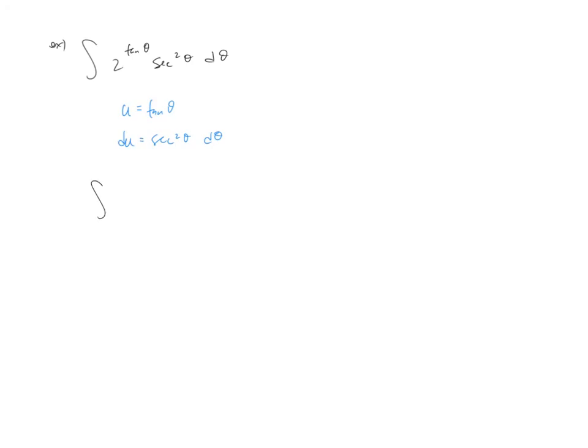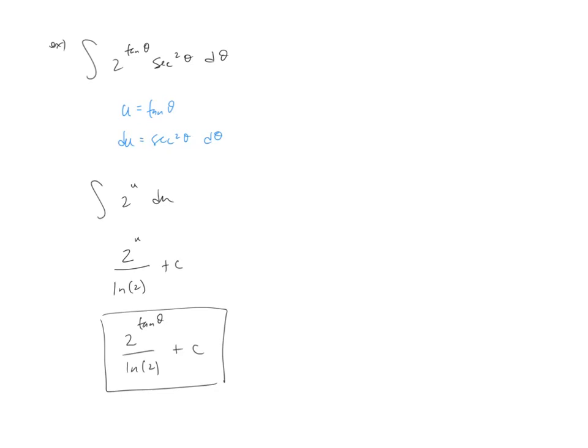So I'm going to have the integral of 2 now raised to the u du, and from what we saw on the last screen, that's going to be 2 raised to the u over the natural log of 2 plus c. Our u value was tangent, so 2 raised to the tangent of theta over the natural log of 2 plus c for our final answer. So again, nothing really difficult about it. You're just now using that form we talked about a moment ago.